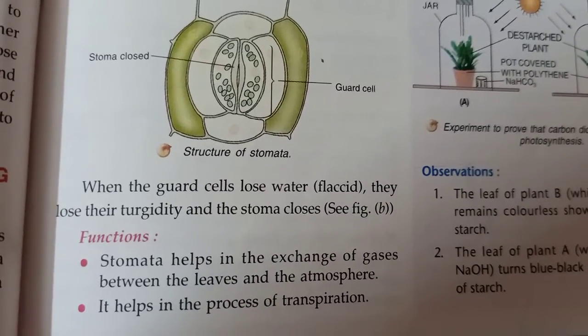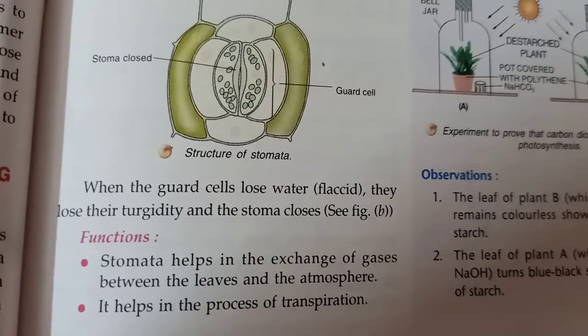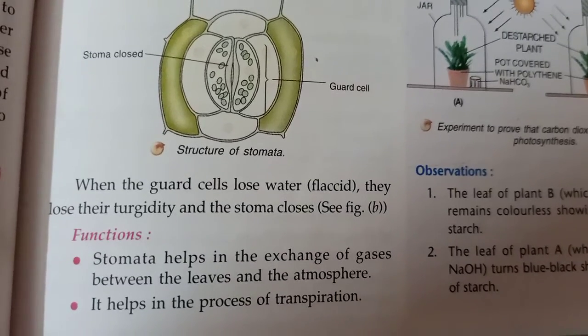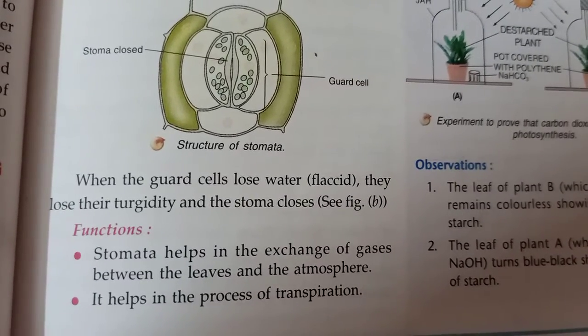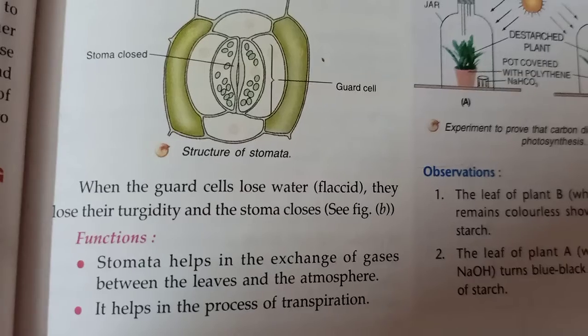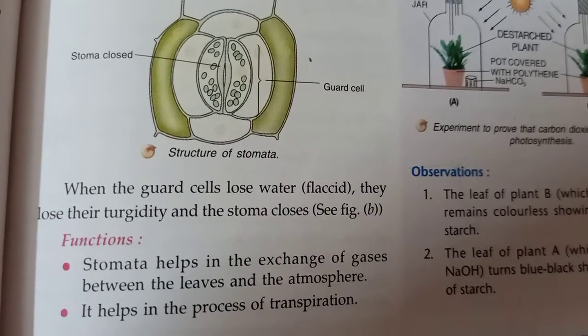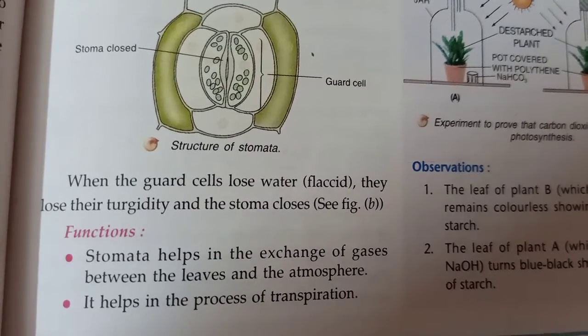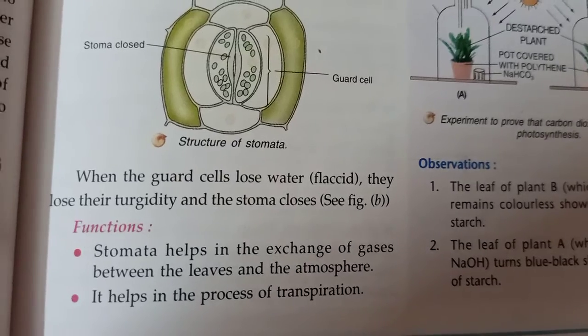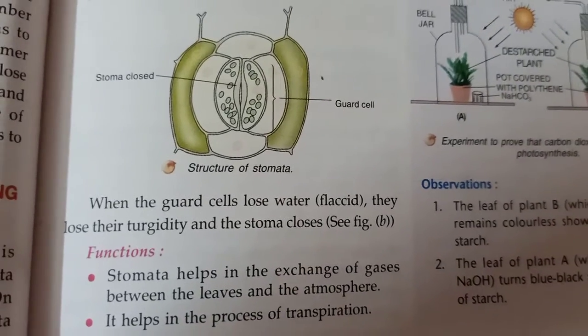Second point is that it helps in the process of transpiration. Transpiration is a process in which the excess water comes out from the plant through the tiny pores that are known as stomata. So this is all about the functions.